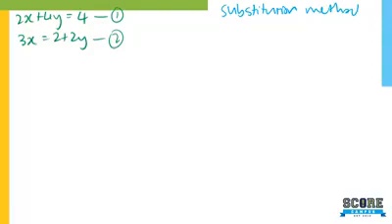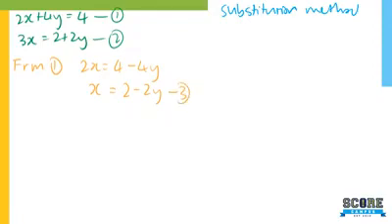So what you're doing right now, let's take from equation 1: 2x equals 4 minus 4y. So x equals 2 minus 2y, because I divided it by 2, right? So now I get this. This is equation 3. Now I'm going to take equation 3 and sub it into equation 2.